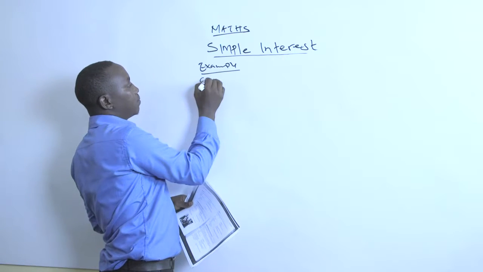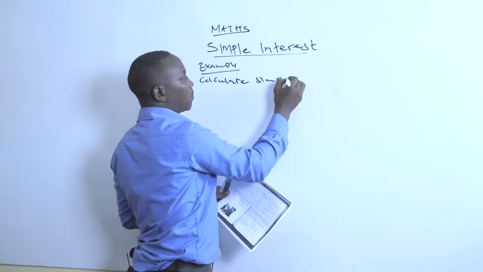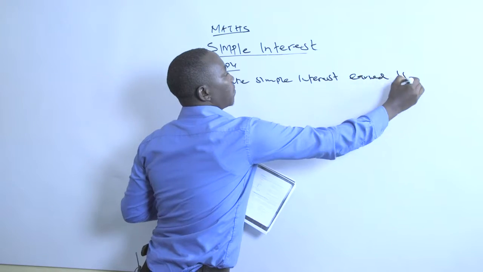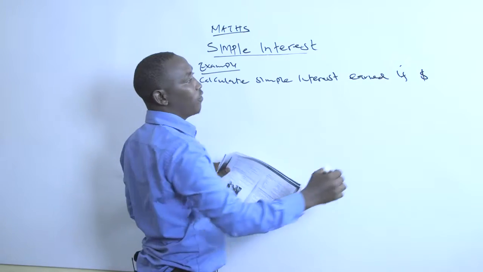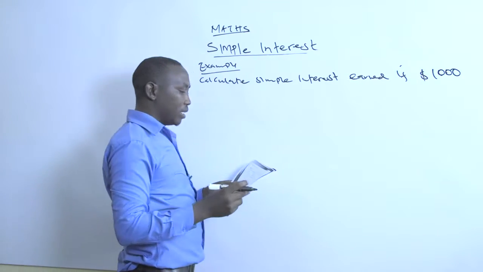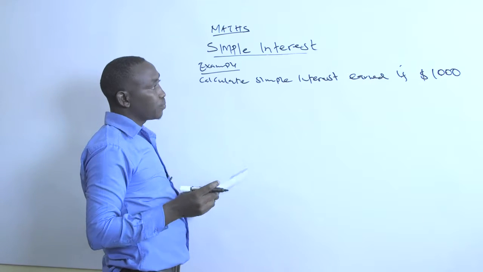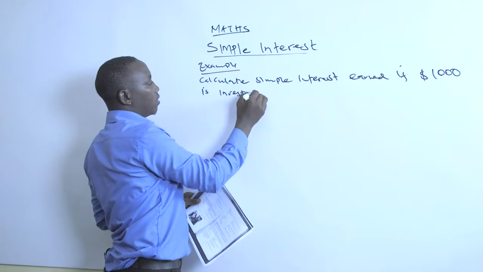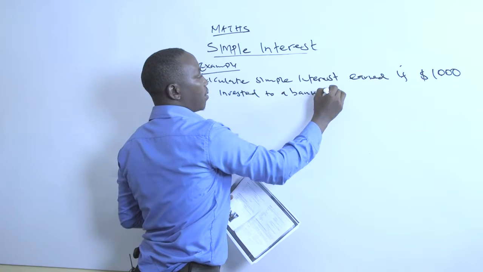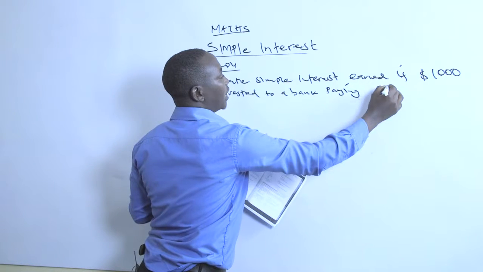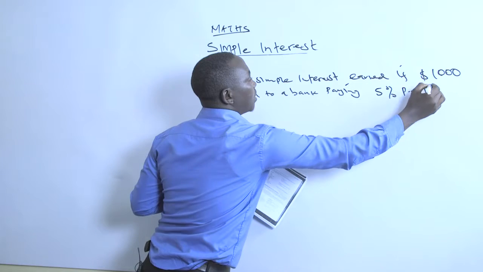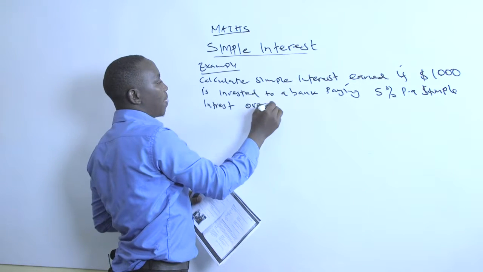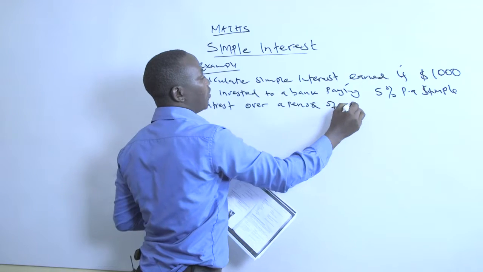Calculate simple interest if a total of 1,000 US dollars is invested to a bank paying 5% per annum simple interest over a period of 3 years.